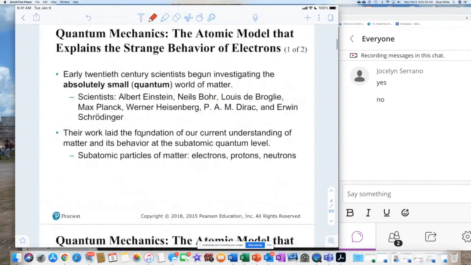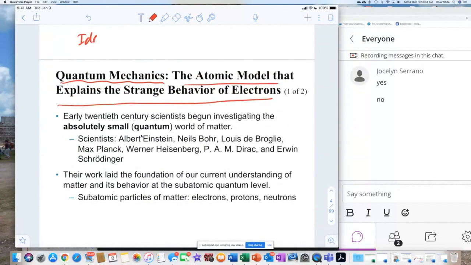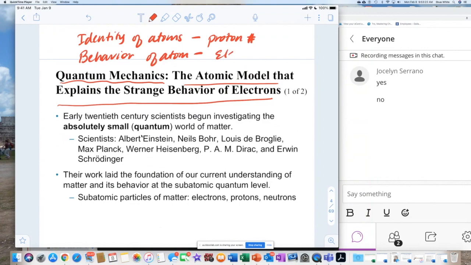Okay. So now we are working up to the model. As I said, there's a lot of scientists that contributed to this model. So we have to go into the area of quantum mechanics and chemistry, the atomic model that explains the strange behavior of electrons. So scientists noticed that electrons have strange behavior. Now remember, when we're looking at the atom, the identity of the atom, we get this from the protons, right? The proton number. But the behavior of the atom, for that, we get from the electrons. Okay, so when they're talking about the behavior of the electrons, they're technically talking about the behavior of atoms.